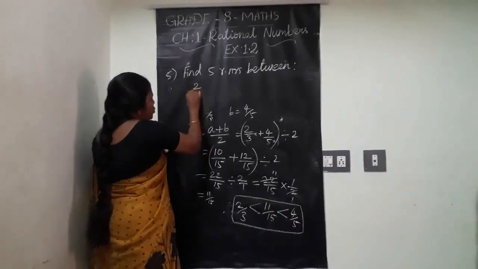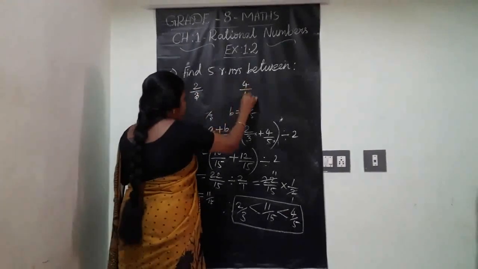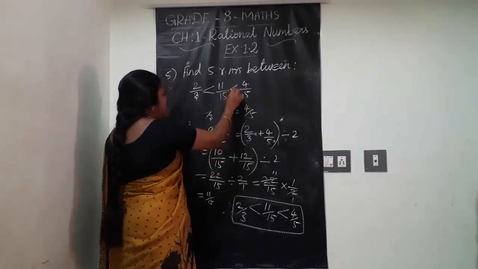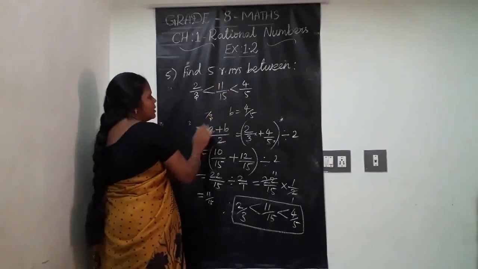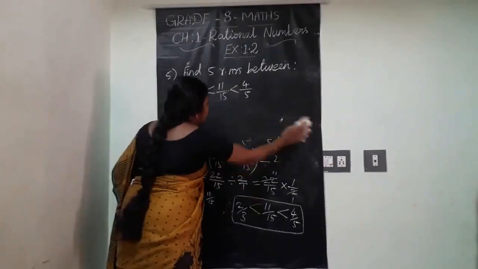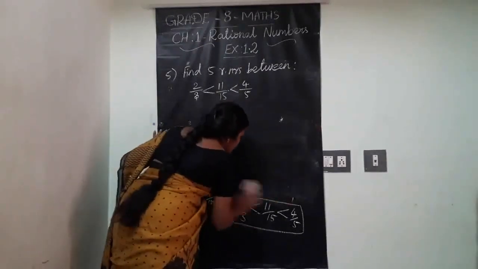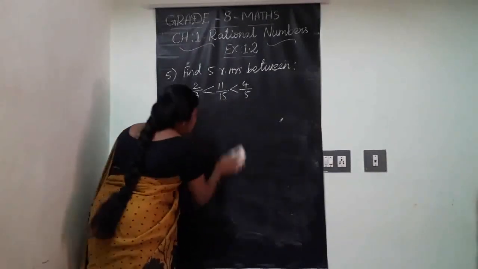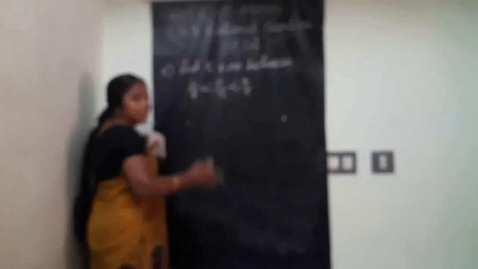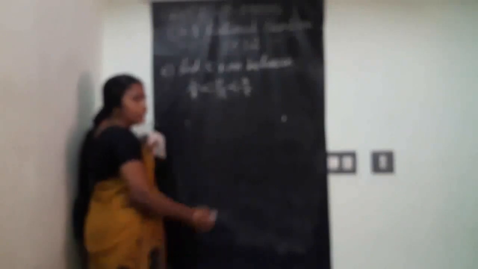So here 2 by 3 and 4 by 5. Between that we got 11 by 15, one rational number, using this formula. Clear? They asked 5 rationals, no? So it takes time. Using this formula, if you go, it takes time. So for understanding purpose, I taught this method also. If you want to complete easily, by making equivalent fractions we can take the answers quickly.